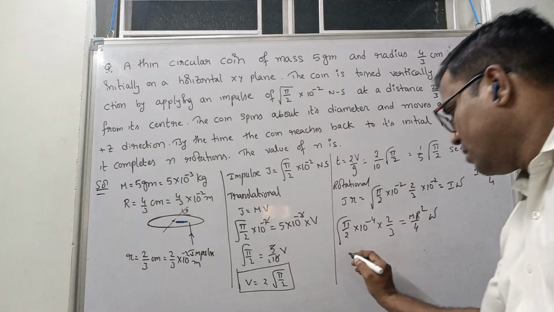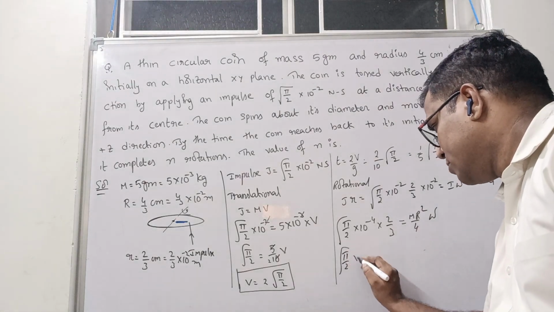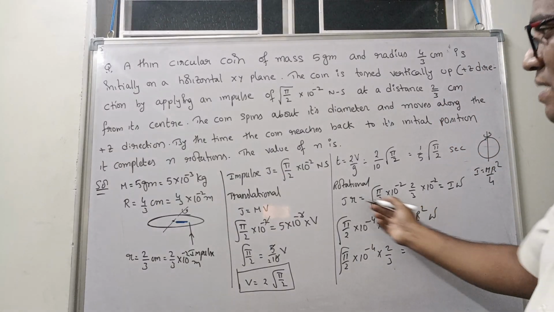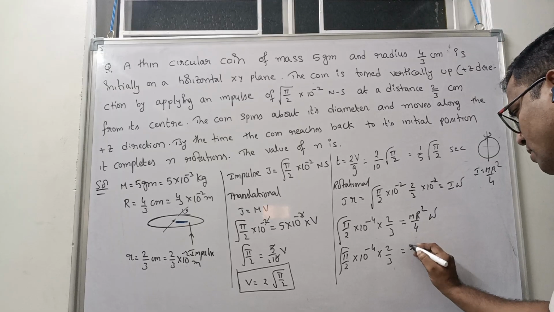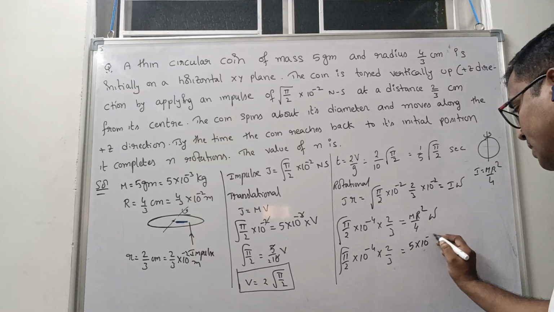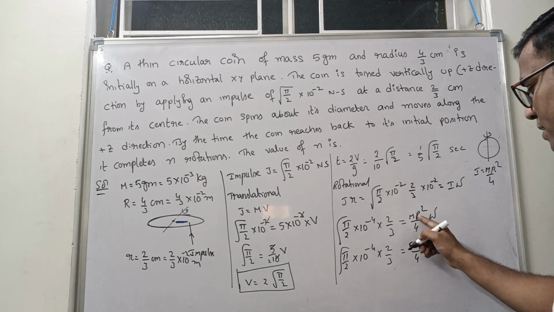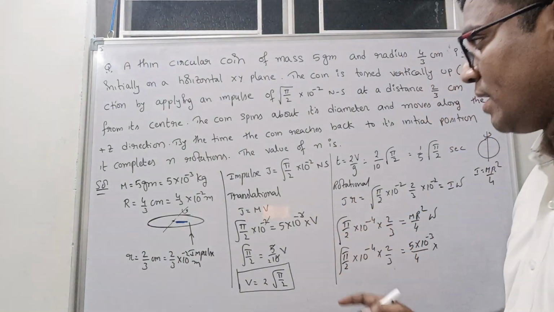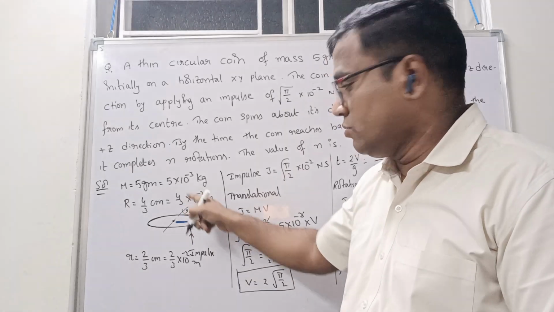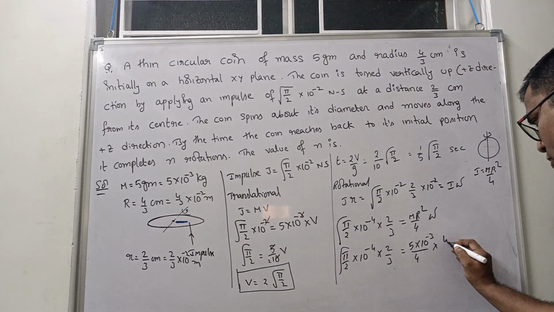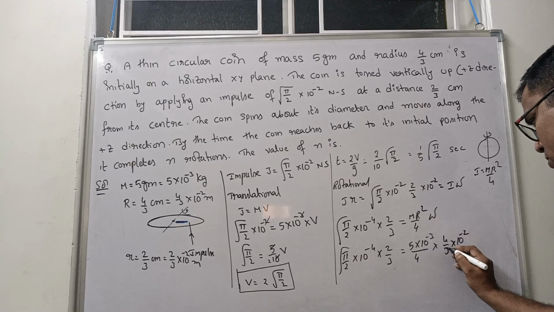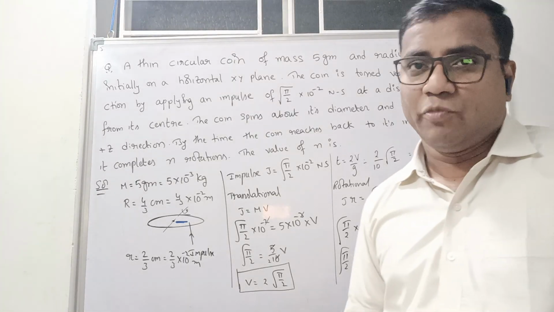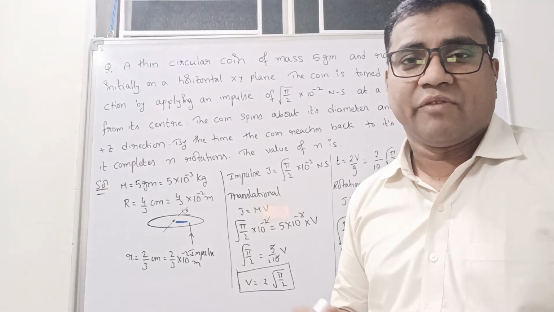So again if you want to write here, pi by 2 under root into 10 power minus 4 into 2 by 3, which is equal to m, already given, 5 into 10 power minus 3 kg, upon 4. R square is the radius of the whole disk, which you have to calculate. The radius is given as 4 by 3 into 10 power minus 2. So here it is 4 by 3 into 10 power minus 2 whole square into omega. If you solve, you will get the omega value. After that, with omega, we will try to find out the value of n.